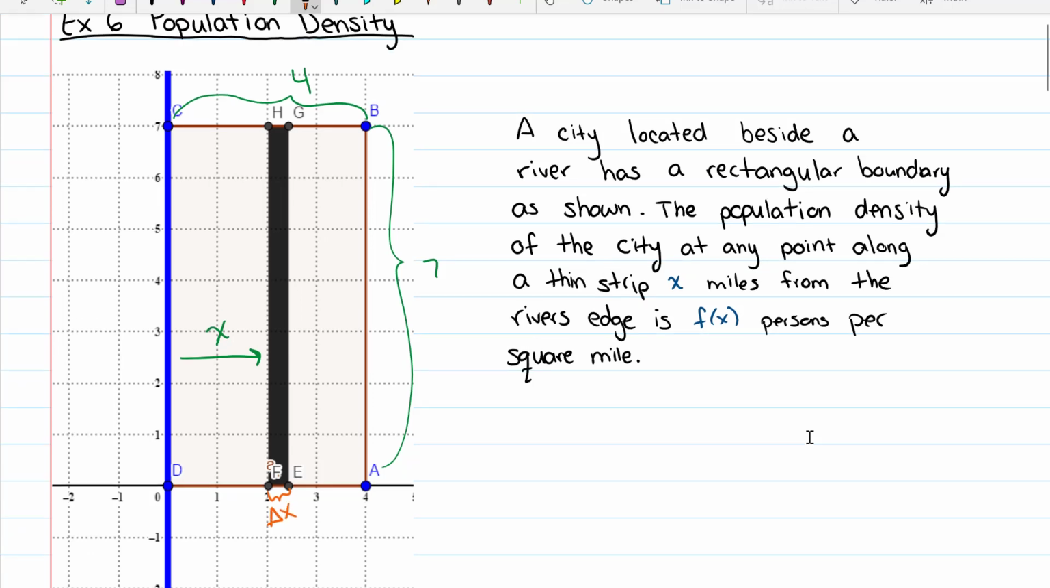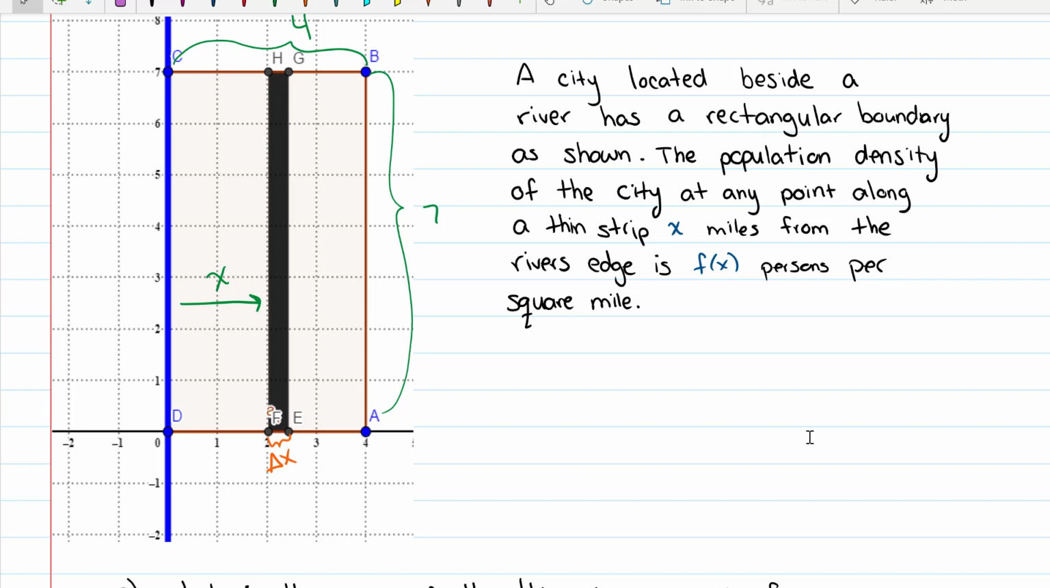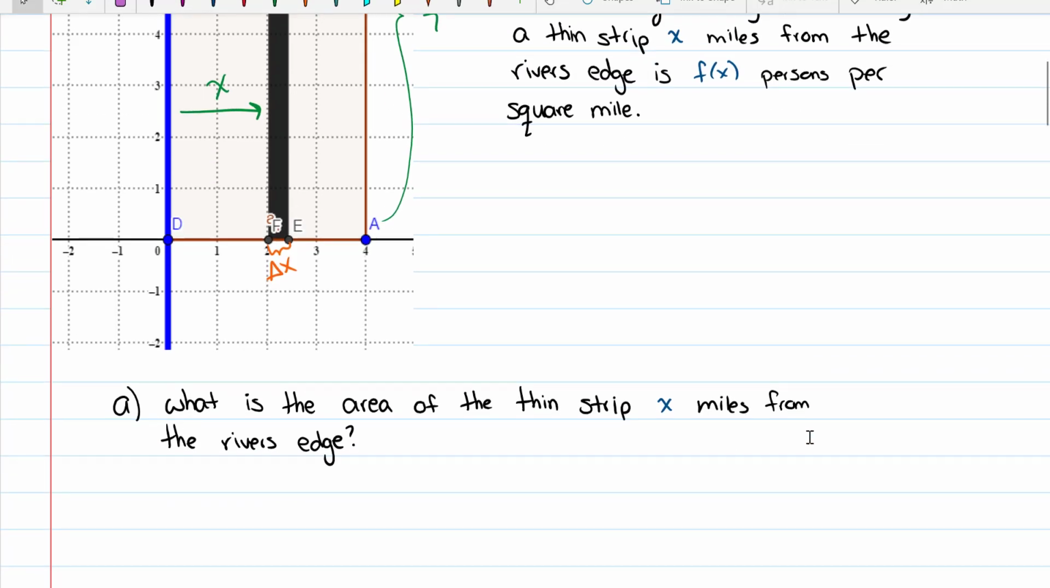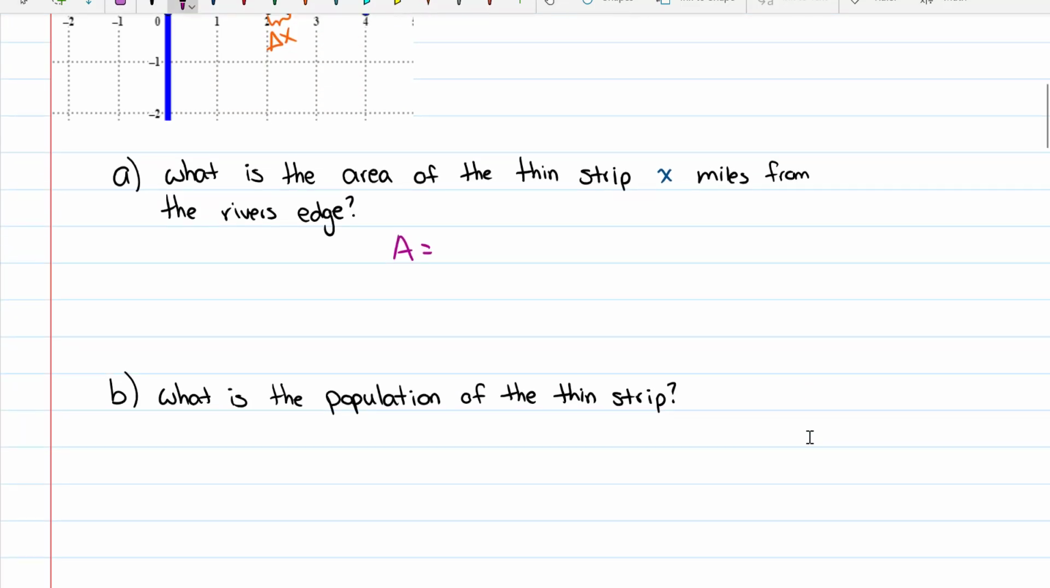And now we're going to go ahead and label stuff. So what is the area of the thin strip? Well, area of a rectangle is length times height. So the area of this is going to be the length is delta x, and the height is 7. So area is 7 delta x.